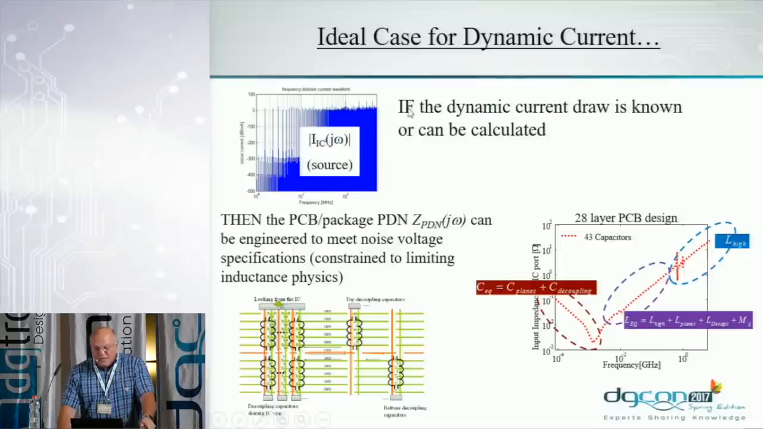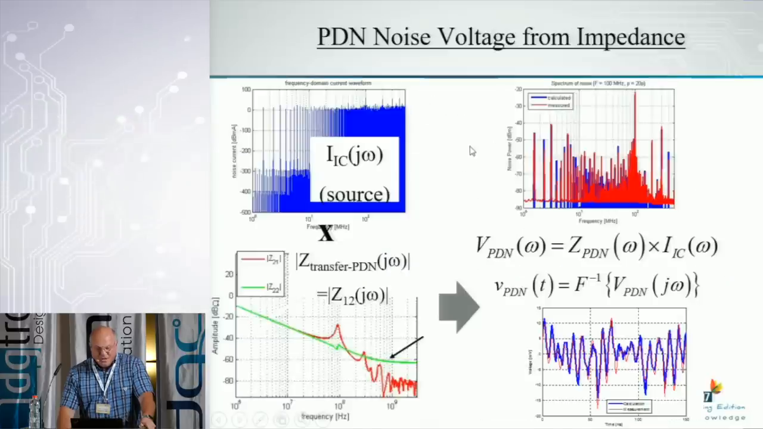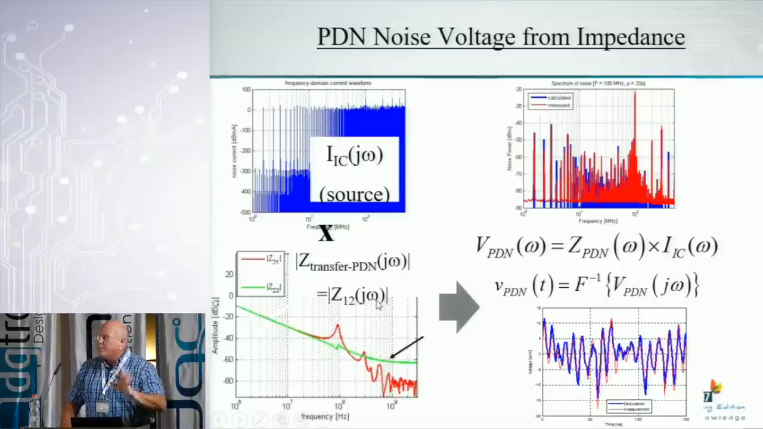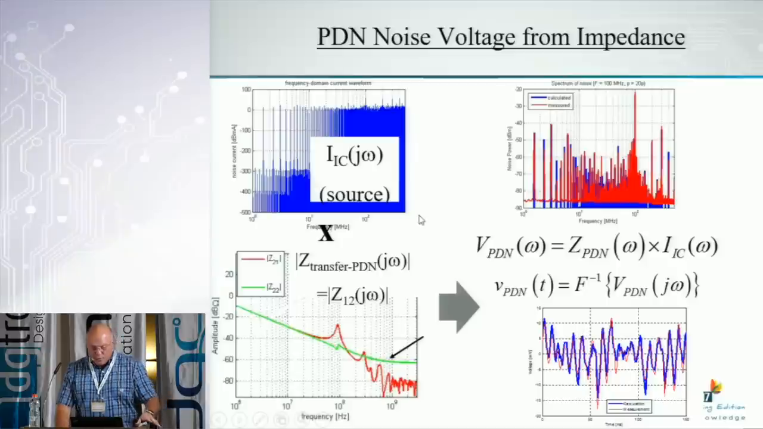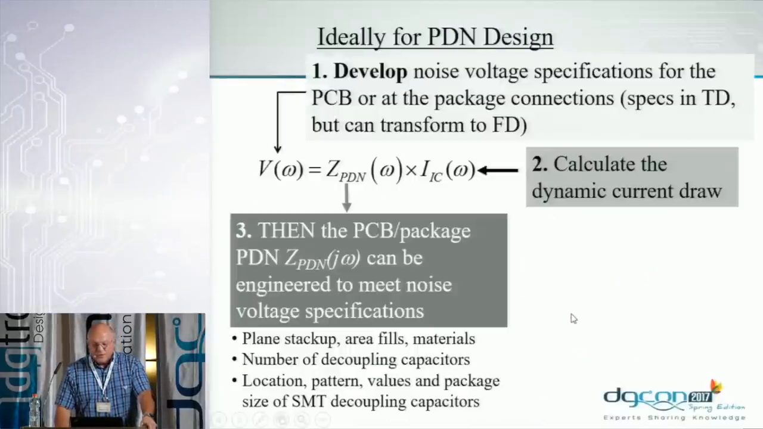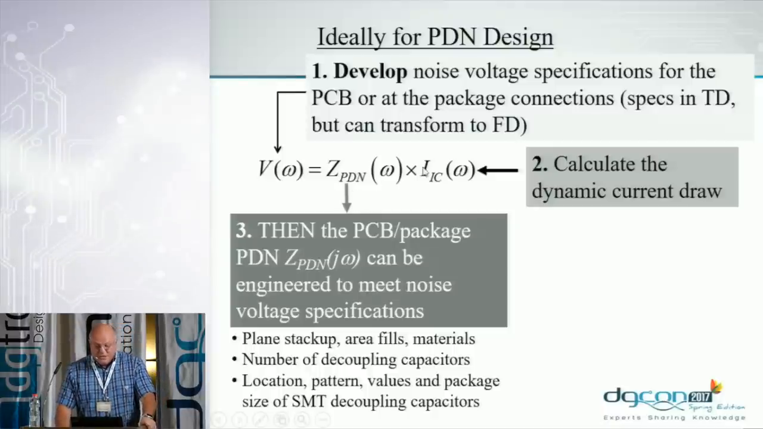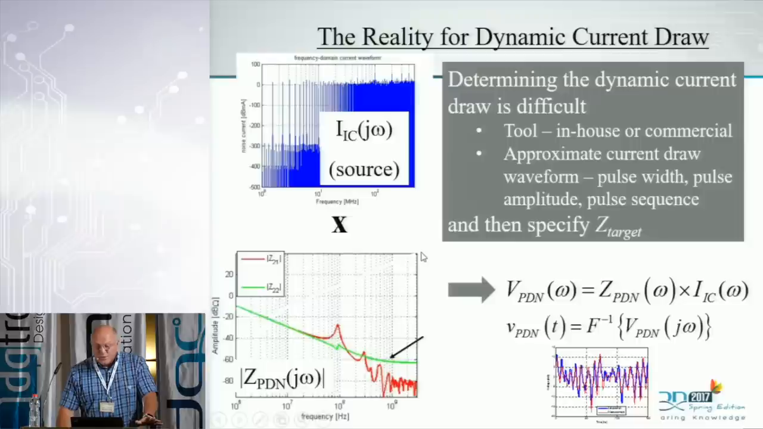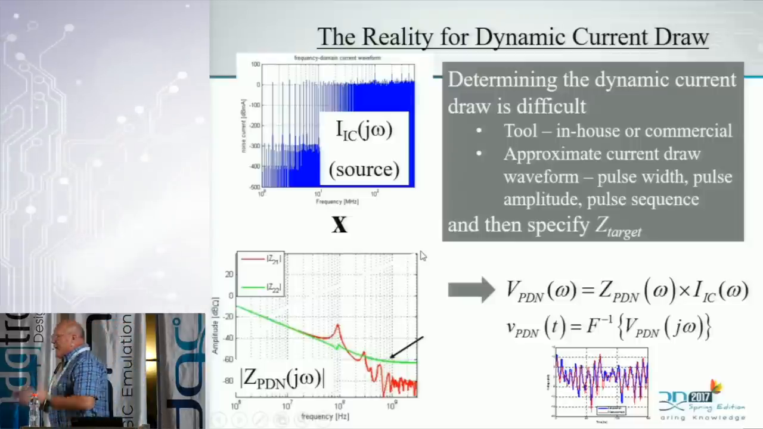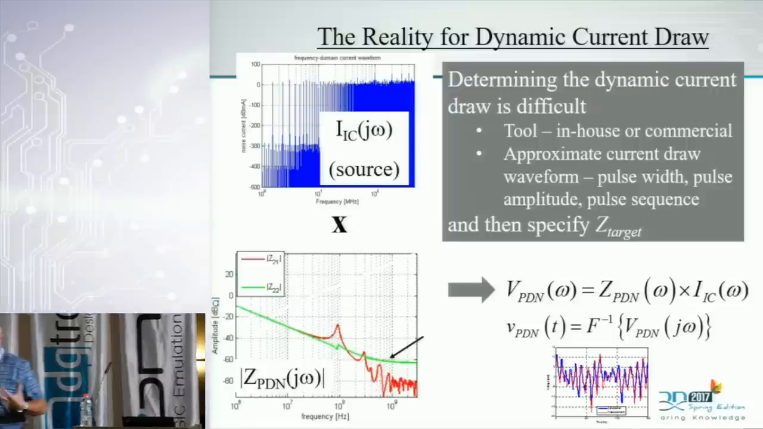If the dynamic current draw is known, basically what we do is take a Fourier transform of that dynamic current draw, multiply it by an impedance, depending upon where we want to know the voltage. We get the voltage in the frequency domain, do an inverse Fourier transform, and we get the voltage in the time domain. Everything is neat and clean. Basically, just a simple equation: impedance times the dynamic current in the frequency domain gives the noise voltage in the time domain. The trouble is that in general, we cannot know that dynamic current. It's very difficult to know, okay?